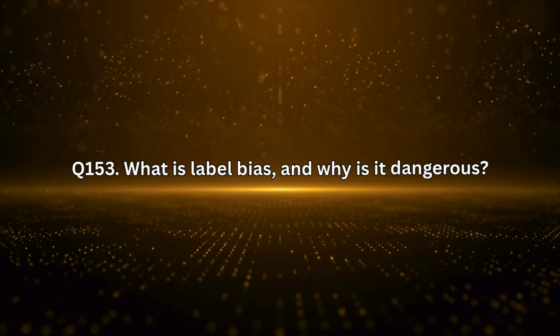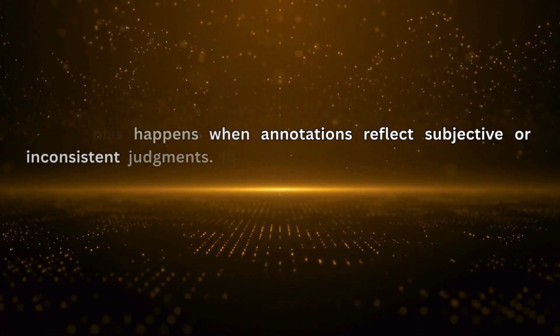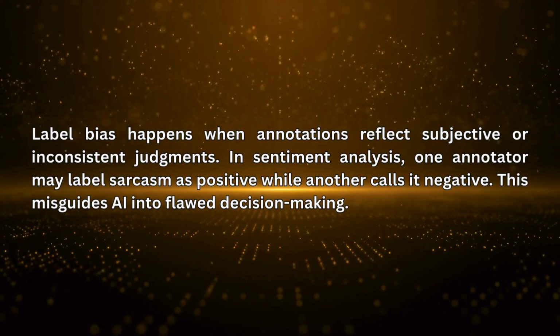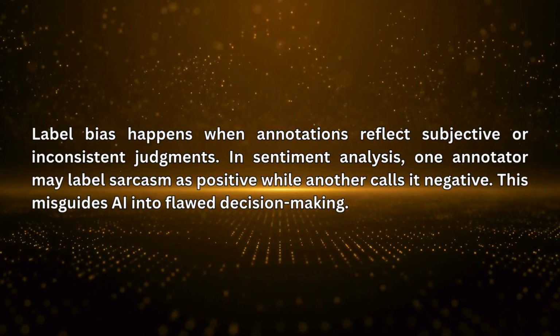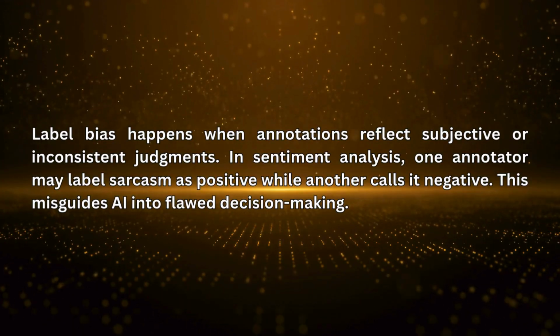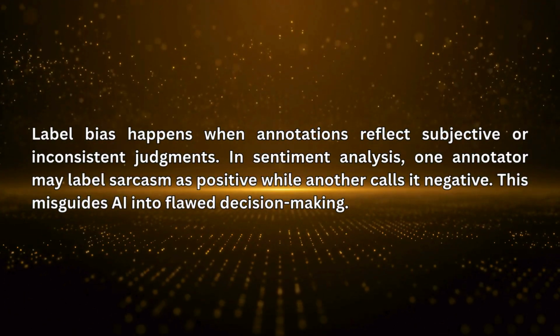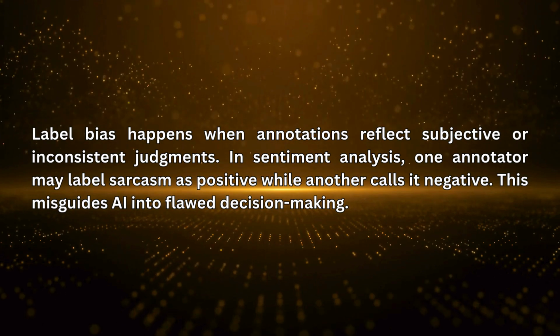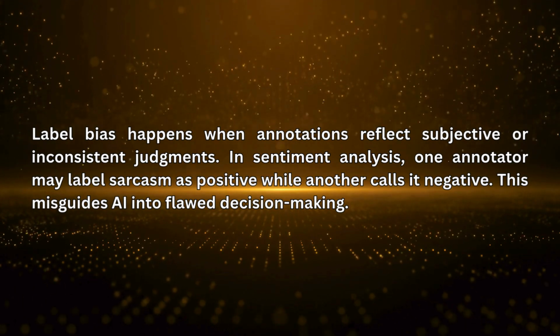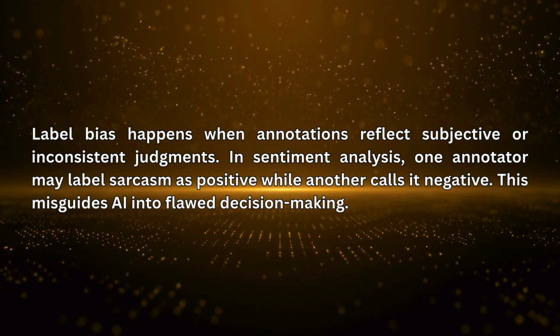What is label bias and why is it dangerous? Label bias happens when annotations reflect subjective or inconsistent judgments. In sentiment analysis, one annotator may label sarcasm as positive while another calls it negative. This misguides AI into flawed decision-making.